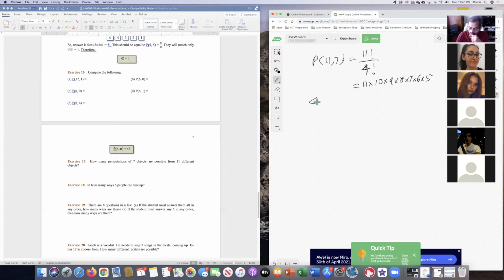Exercise 18 says, in how many ways can 6 people line up? Okay, so now we're going to have some word problems, application type problems, where the permutation has to be used to answer. In how many ways can 6 people line up? That's the same as arranging 6 letters to make code words, lining up 6 people.